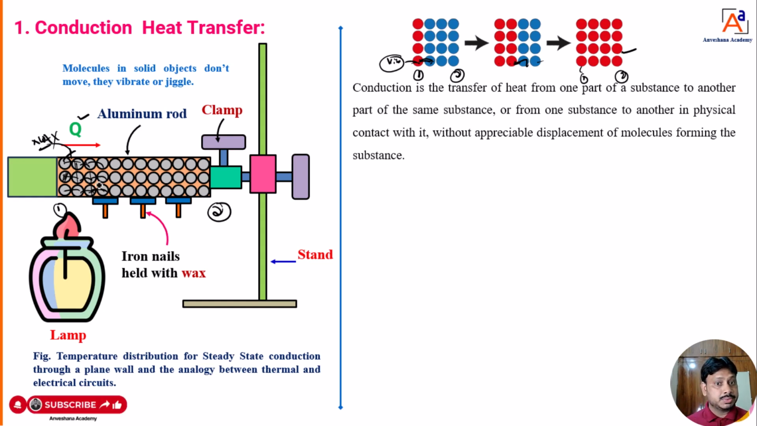That type of heat transfer can be called conduction heat transfer. Once the heat reaches here, the iron nail held with the wax is going to melt. If the heat is transferred here, then what happens? That nail is going to fall down. Okay, you can call it point A. Then next again, what happens? It falls down. Heat is transferred up to here.